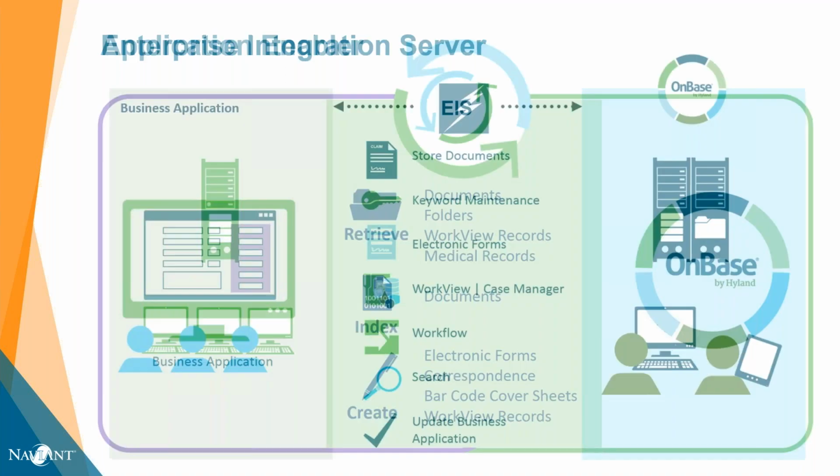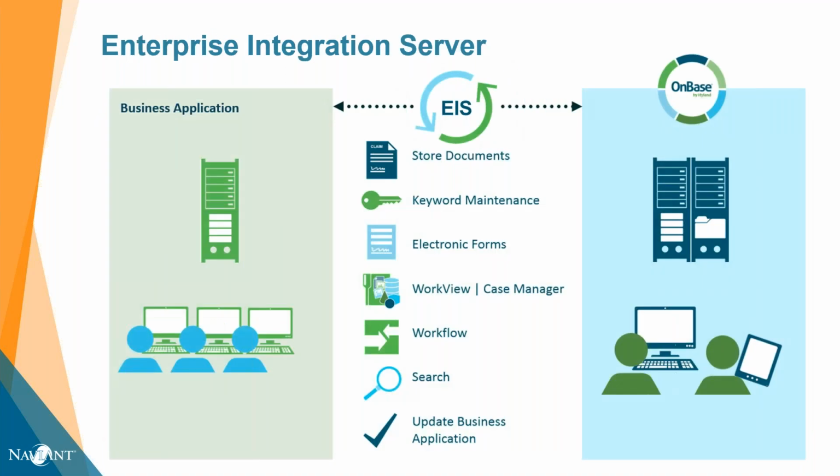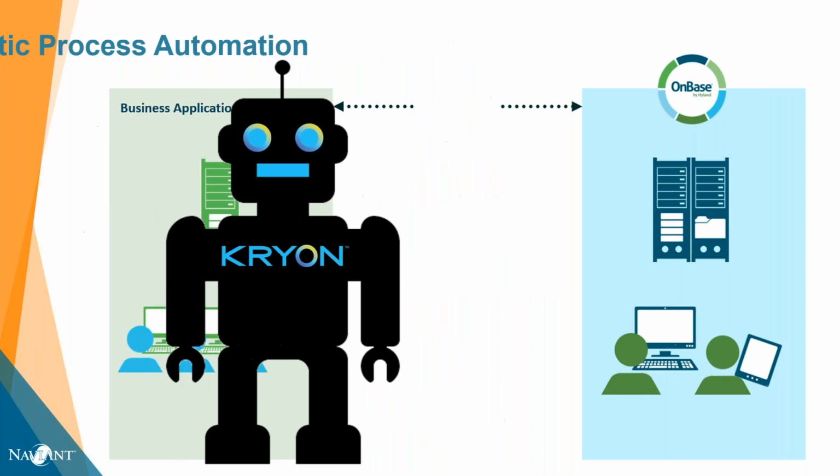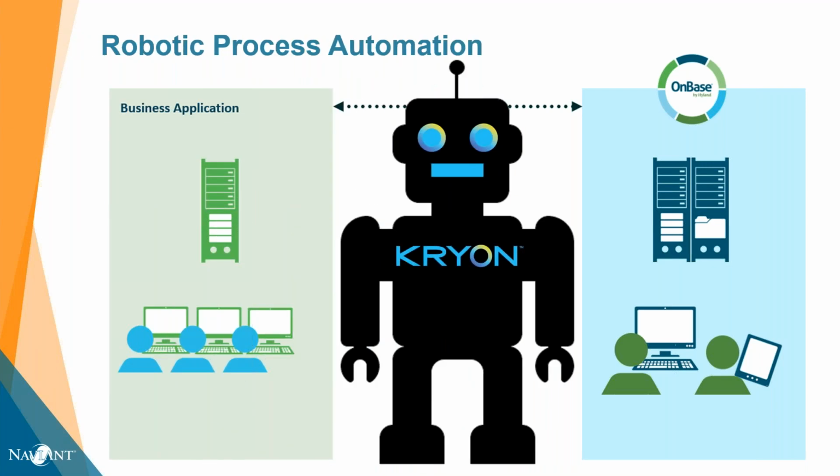It does a lot of great things, again, from a non-coding standpoint. For more sophisticated integrations, the OnBase Unity API Toolkit or Enterprise Integration Server can be used to do more functionality, like storing documents, providing keyword maintenance, updating business applications. And if all other options fail, Naviant is a proud partner of Cryon Systems Robotic Process Automation, which can be used to automate manual tasks related to the collection or entry of data to legacy systems where there aren't integrations or APIs that exist.